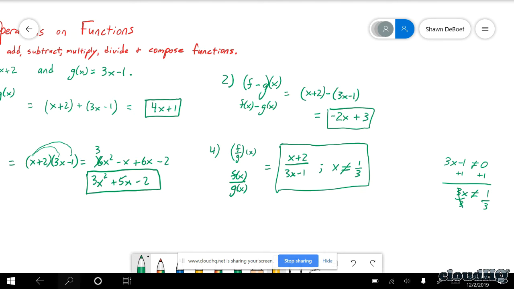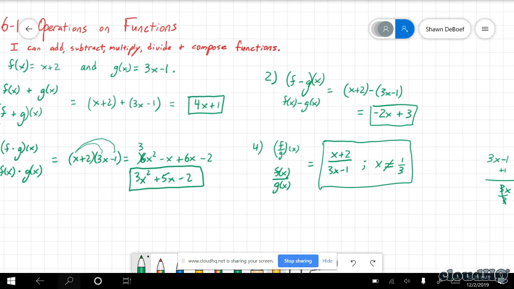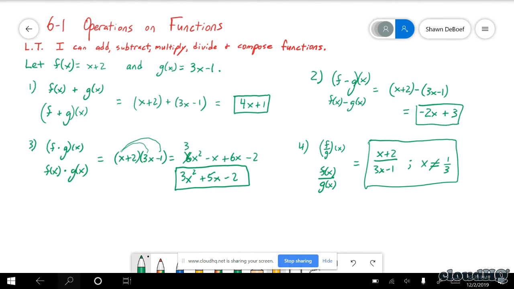It was an x value. Remember, domain is x values. What x values are possible? Well, I couldn't use that x value because it gave me a denominator of 0. Not allowed. So I had to restrict the domain. Every other x value is fine. You can use those, but that x value you can't. So those are the add, subtract, multiply, and divide.